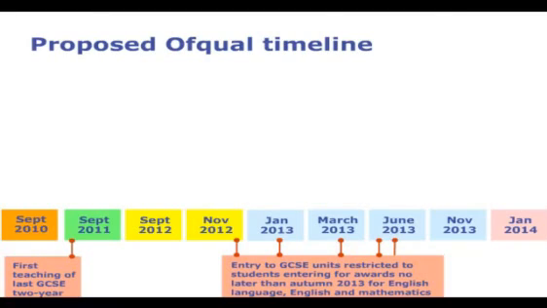So as it says, the final exam for the modular series is June 2013. And the final exam for modular assessment, English and maths, is in November 2013. January and March sessions won't be used for GCSE examinations any longer.